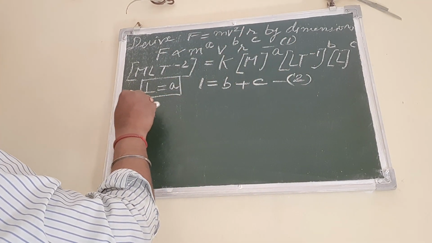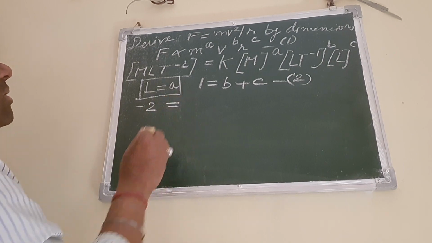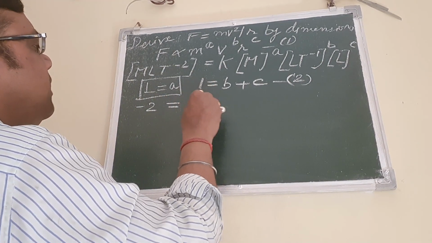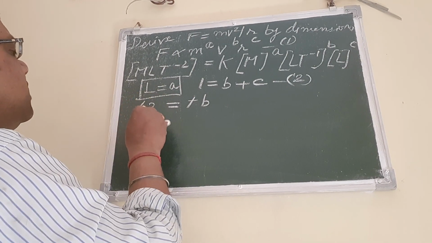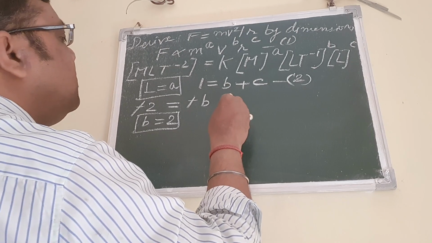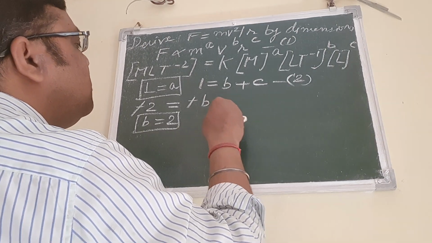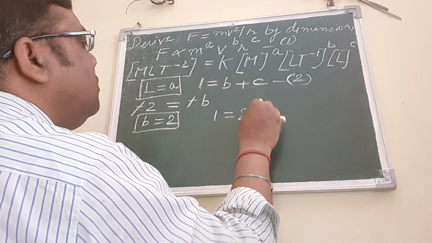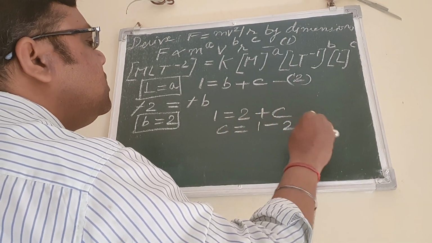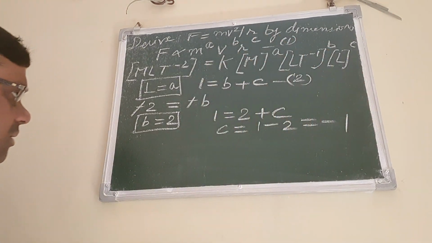And minus 2 of t, minus 2 is equal to minus b. So b is equal to 2. Substituting the value of b here, it becomes 1 is equal to 2 plus c. So c is equal to 1 minus 2, which is equal to minus 1.